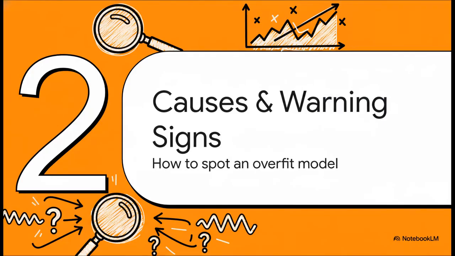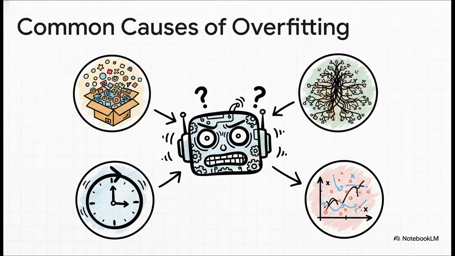Okay, so we know what overfitting is, but how do you spot it in the wild? And what causes it to happen in the first place? Let's take a look. Overfitting usually creeps in when your model is just too powerful for the amount of data you're giving it. Maybe you've got tons of features, but only a handful of examples. Or you're using something like a decision tree and you're letting it grow as deep as it wants. You know, even just training for too long, running too many epochs, can cause a model to go from learning the signal to just memorizing the noise.